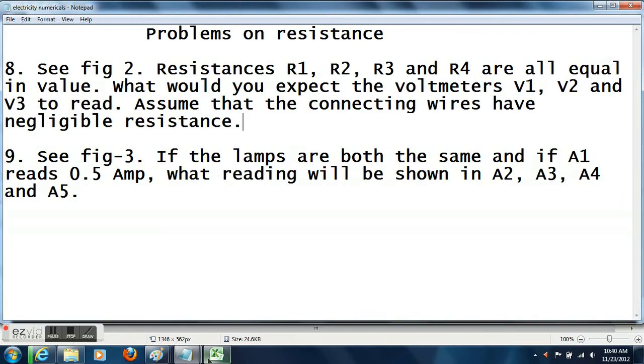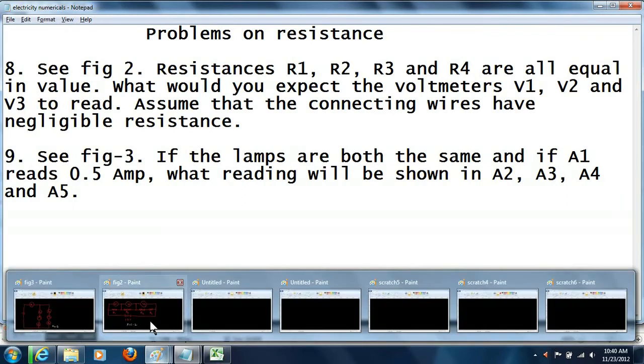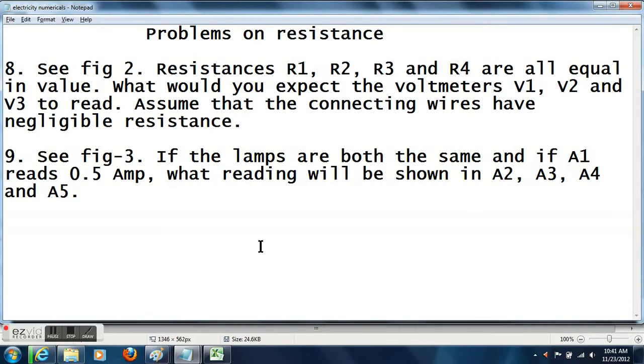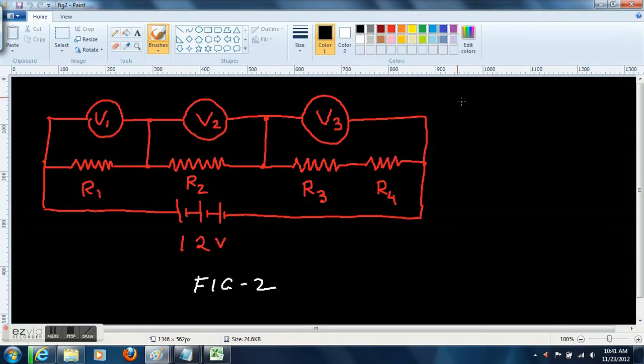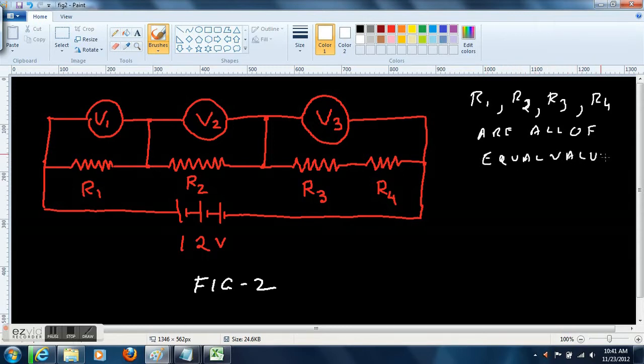Now since R1, R2, R3 and R4 are all of equal value, let that equal value be R. That means let us assume that all these four resistances have a resistance of R. So each of these resistances has a resistance value of R ohms.